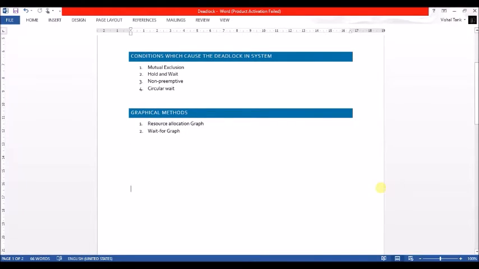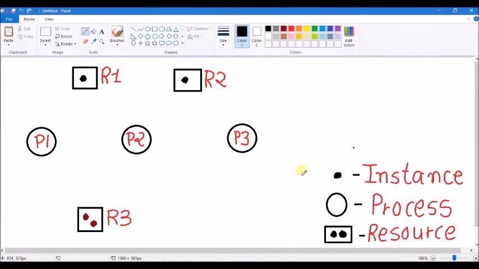For the detection and prevention of deadlock in the system, we need to store some information, right? For example, how many processes there are, how many resources there are, which processes are requesting resources, and which resources are allocated to which processes. So the resource allocation graph is nothing but storing this information graphically. Okay, so let's understand. In this resource allocation graph, processes are indicated using a circle.